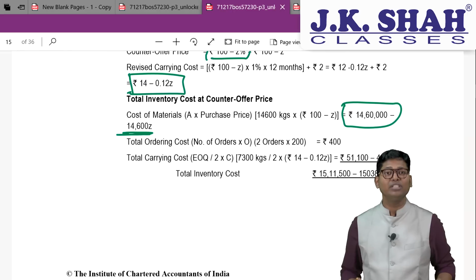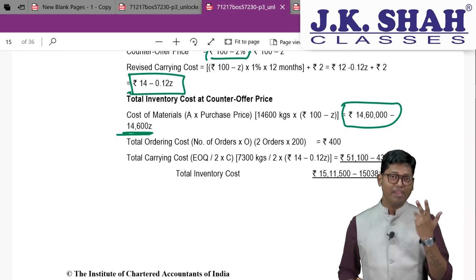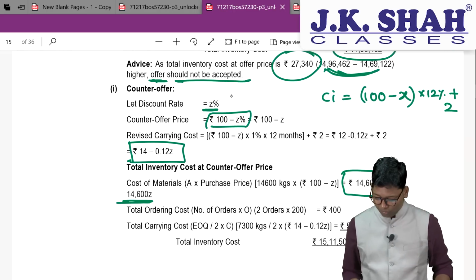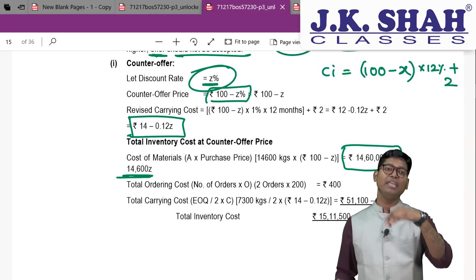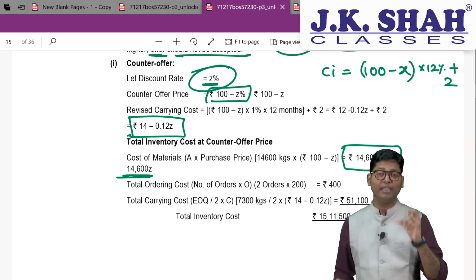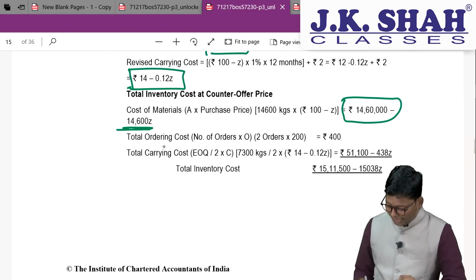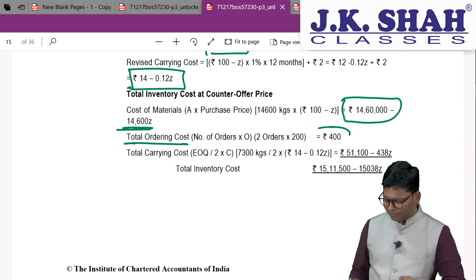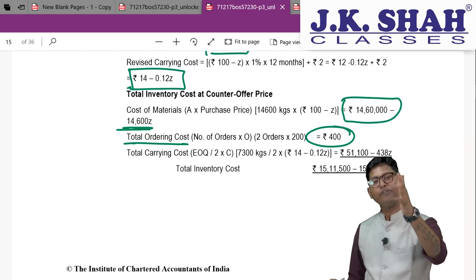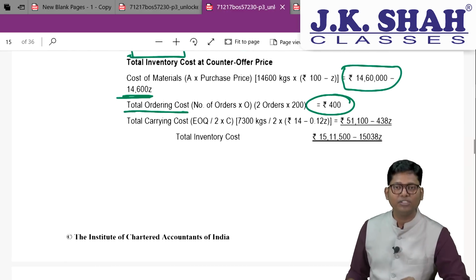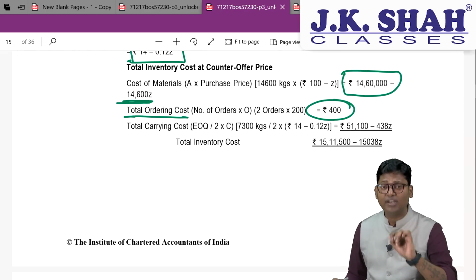Discount is 14,600 X. Obviously, we have computed the discount margin. We have recorded the discount margin. It is X%, and X% is to be deducted from the entire quantity, entire value, entire price of the material. If you are calculating the ordering cost, there is absolutely no change in the ordering cost. 2 orders we are placing at the rate of 200. It will cost you 400. It will remain constant always, but there will be change in your carrying cost.